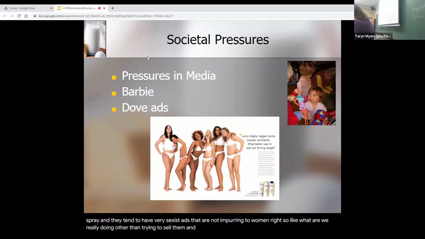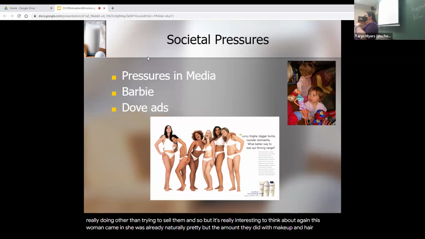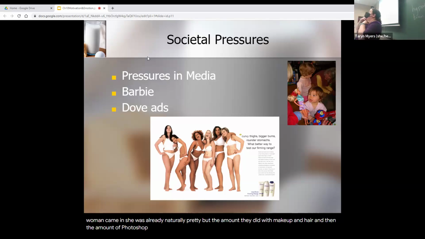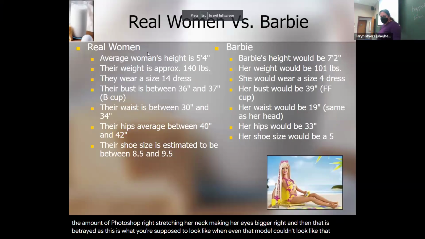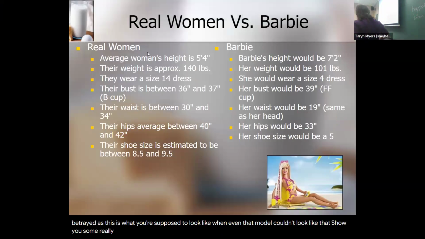But it's really interesting to think about, again, this woman came in, she was already naturally pretty, but the amount they did with makeup and hair, and then the amount of Photoshop, right, stretching her neck, making her eyes bigger, right? And then that is portrayed as this is what you're supposed to look like. When even that model couldn't look like that.